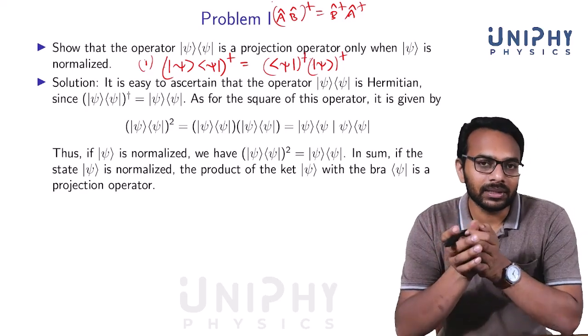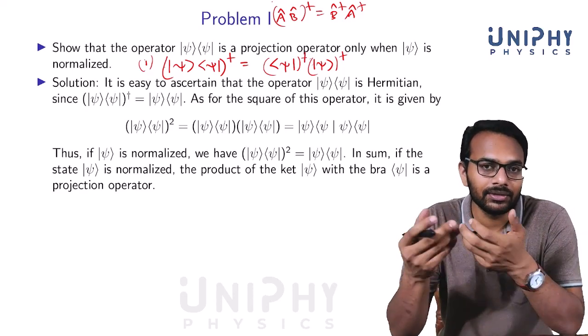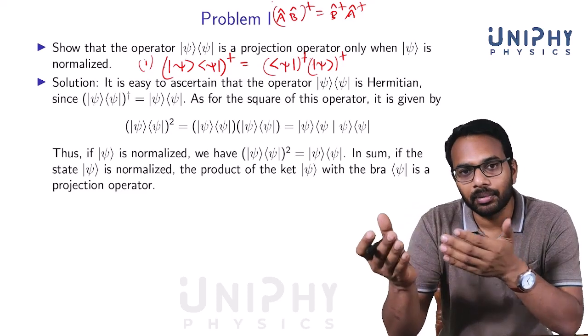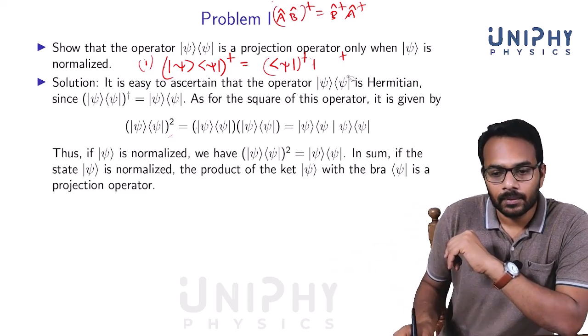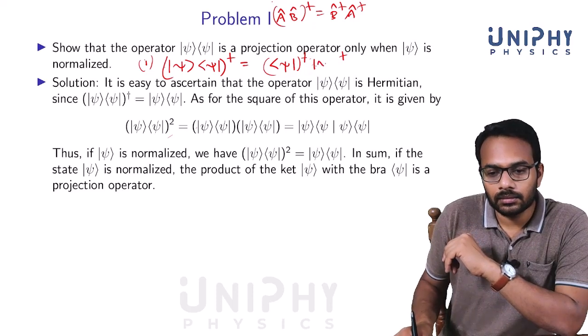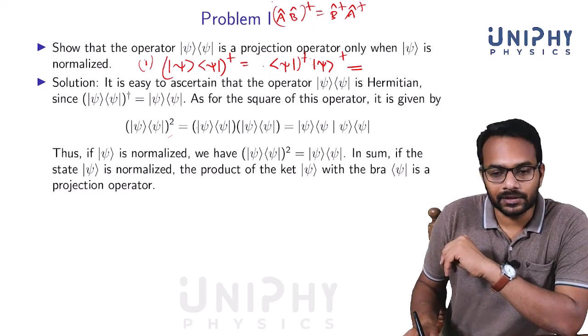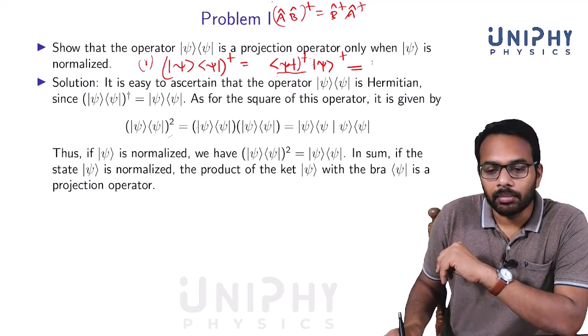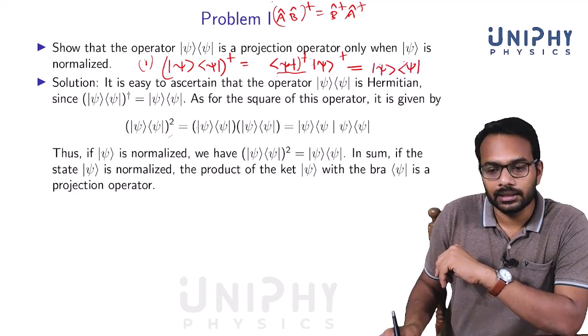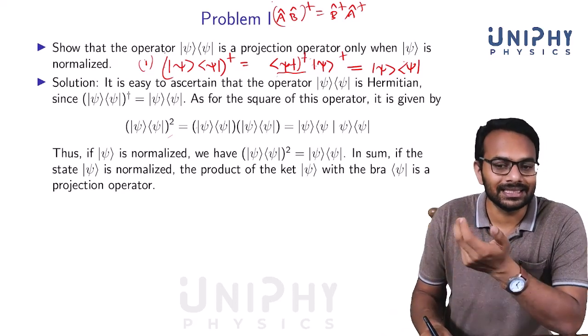Now you have to remember that when you take a Hermitian conjugate, a ket becomes a bra and vice versa. This means that the first part becomes the corresponding bra, the bra becomes the corresponding ket, and the second one becomes the corresponding bra. So that indeed is what we started with. So it is Hermitian.